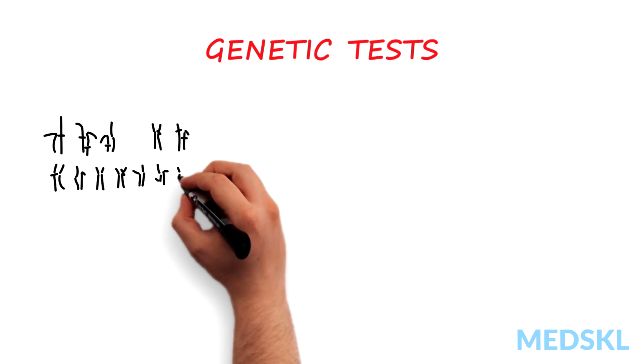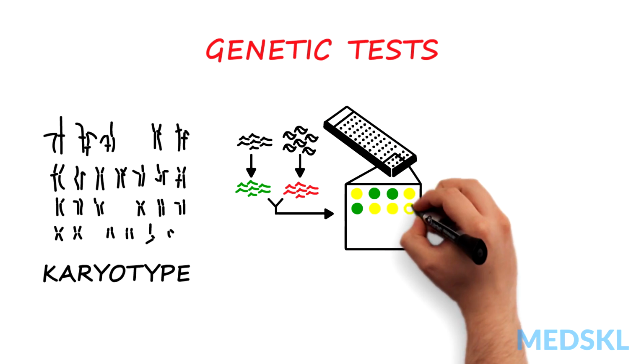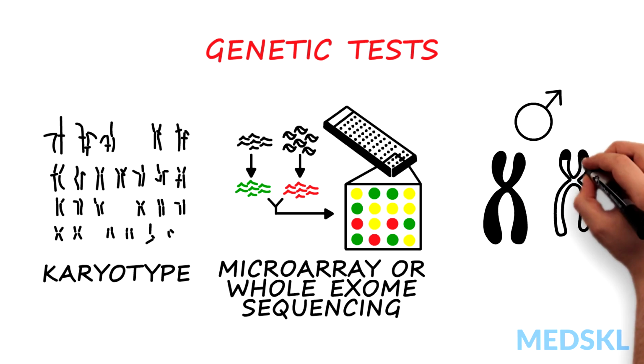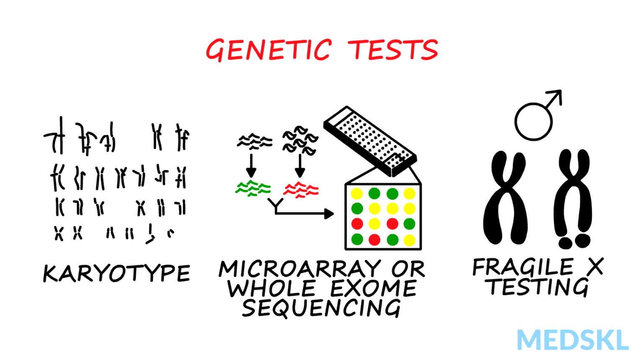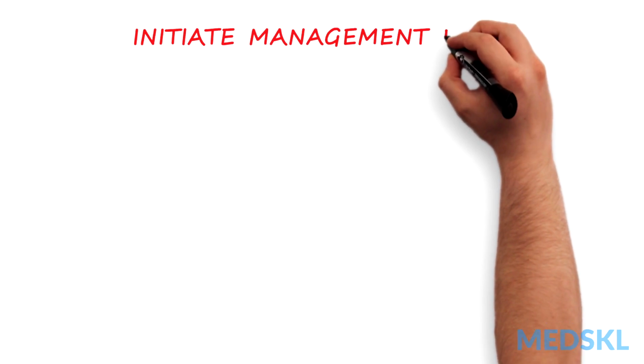Genetic testing such as karyotype, chromosomal microarray, and/or whole exome sequencing will also help you reach a diagnosis. If the patient is a male, send Fragile X testing. Once the diagnosis is confirmed, initiate a management plan.